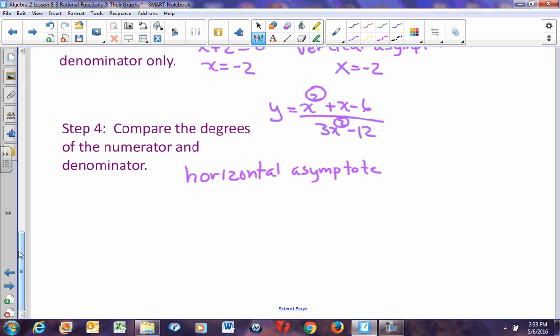I have a horizontal asymptote at the point where y equals a over b, where a is the leading coefficient of my numerator and b is the leading coefficient of my denominator. Okay? So the leading coefficient of my numerator is a 1, because there's a 1 in front of that x squared. The leading coefficient of my denominator is a 3, because there's a 3 in front of the x squared on the bottom. So I have a horizontal asymptote at y equals 1/3. And I'm going to sum all this up for you in just a few minutes, and it'll make a lot of sense.